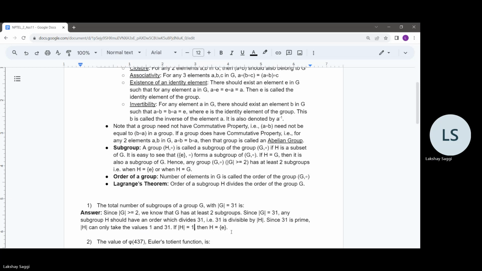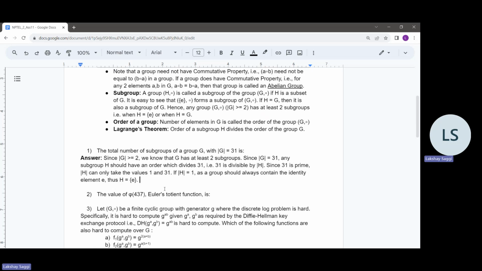So if |H| is 1, as a group it should always contain the identity element E. Thus, H is equal to the set containing the single element E. So if |H| was 1, then we know that there's only one choice of H.